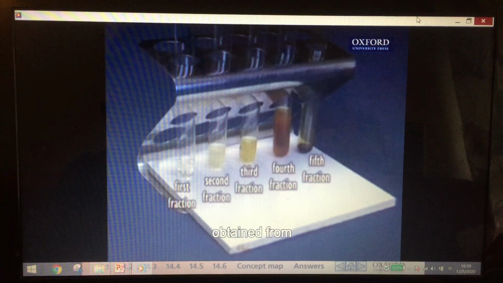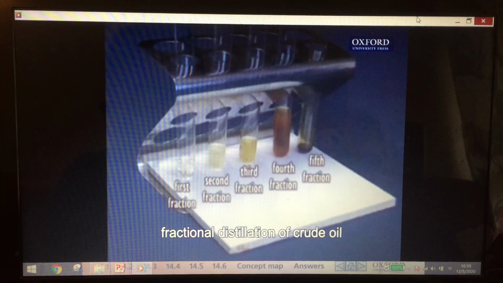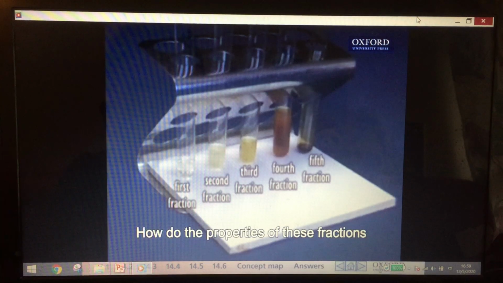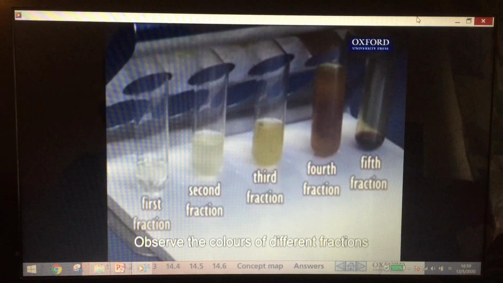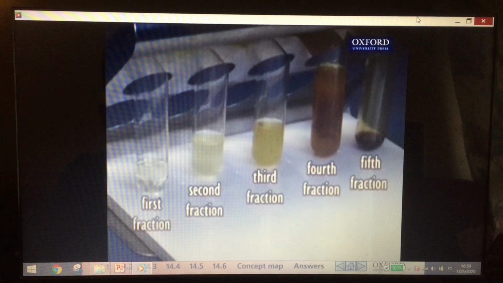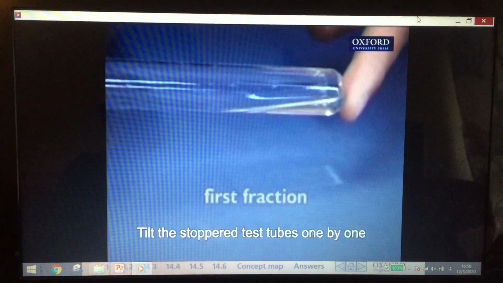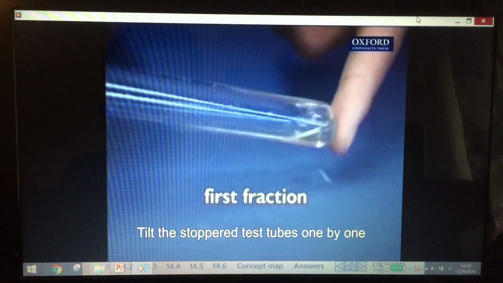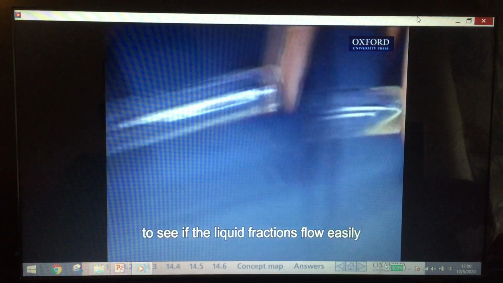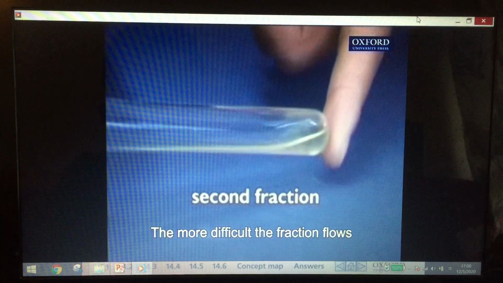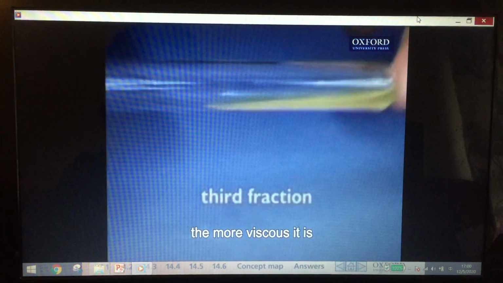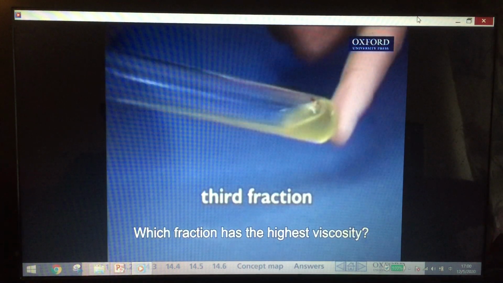These are the fractions obtained from fractional distillation of crude oil. How do the properties of these fractions differ from each other? Observe the colors of different fractions. Can you notice the trend? Tilt the stoppered test tubes one by one to see if the liquid fractions flow easily. The more difficult the fraction flows, the more viscous it is. Which fraction has the highest viscosity?